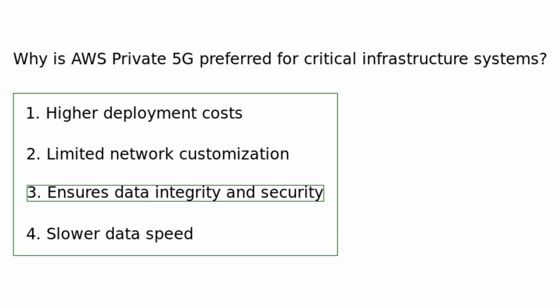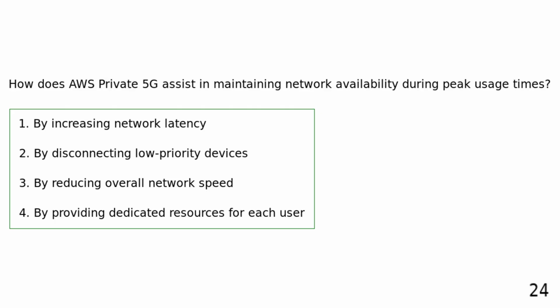AWS Private 5G is preferred for critical infrastructure systems as it ensures data integrity and security, which are vital for the smooth operation of such systems. How does AWS Private 5G assist in maintaining network availability during peak usage times? By increasing network latency. By disconnecting low-priority devices. By reducing overall network speed. By providing dedicated resources for each user.